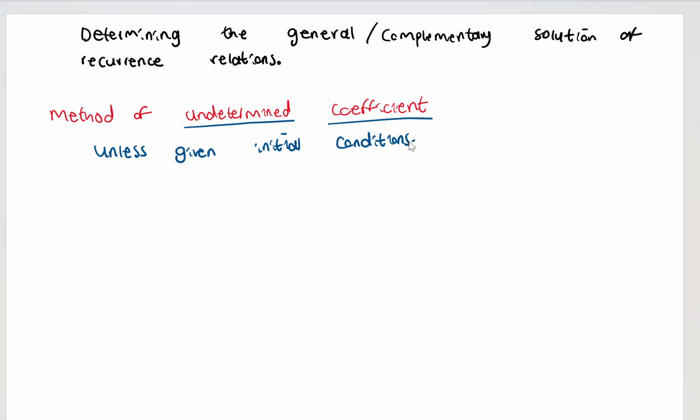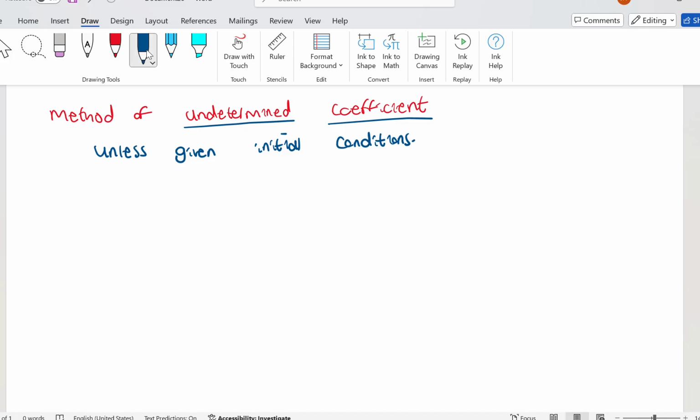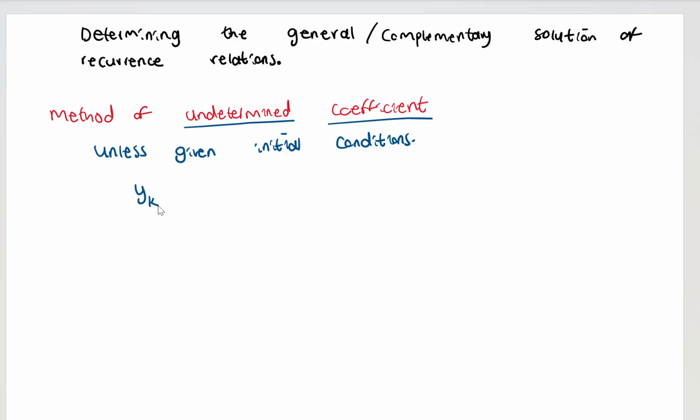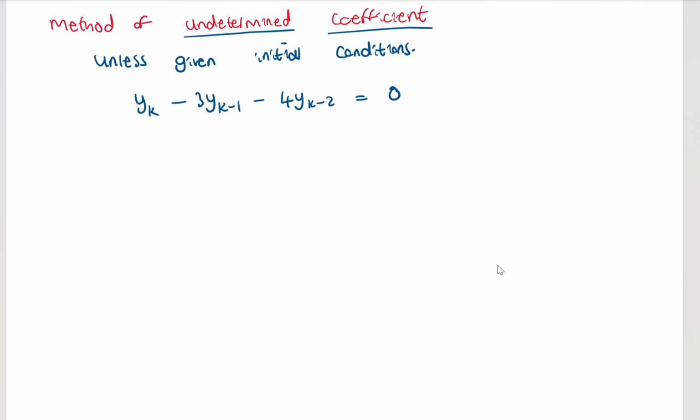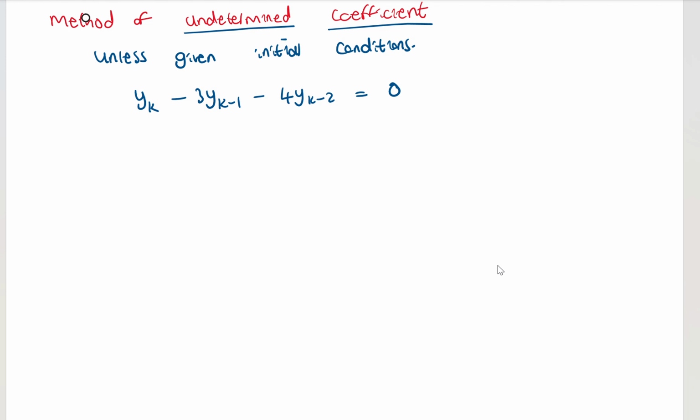So let's have the first example which we classified already. We had y subscript k minus 3 y subscript k minus 1 minus 4 y subscript k minus 2 is equal to 0. Well, how can we solve this difference equation or recurrence relation? The method here is so easy. First of all, you have to assume a trial solution. If you're taking a mathematical modeling class, you don't have to know why you pick such a general solution.